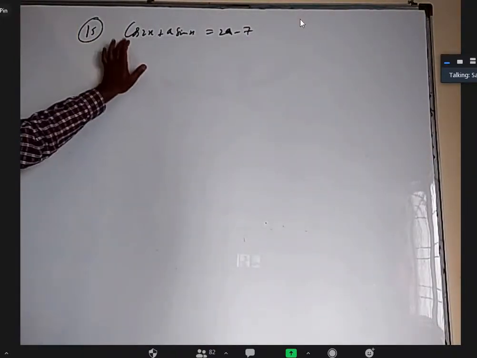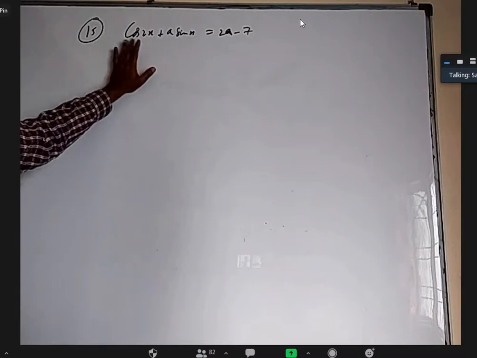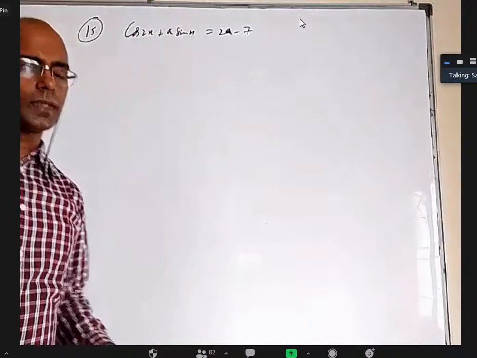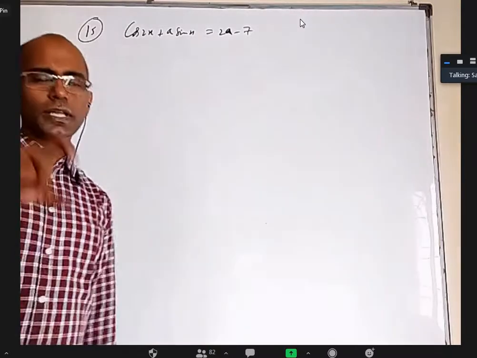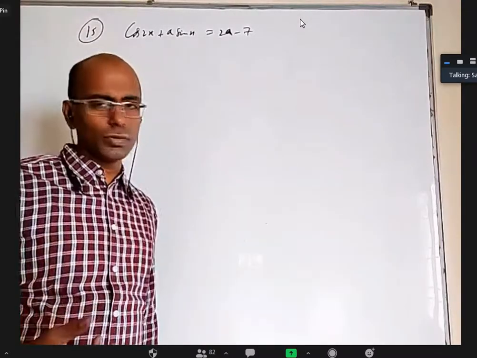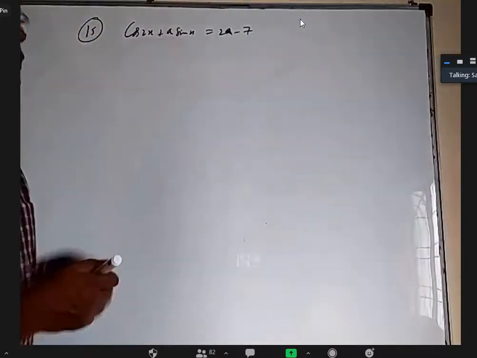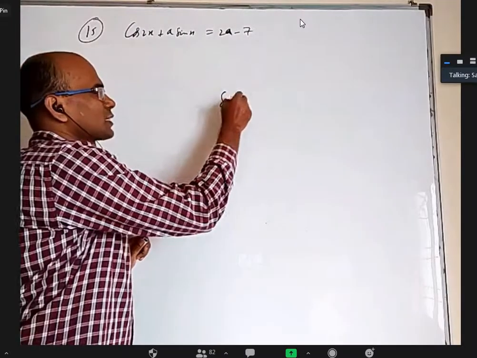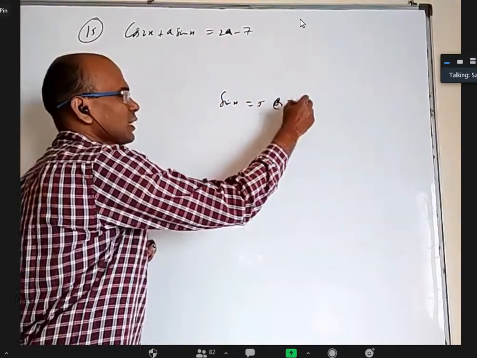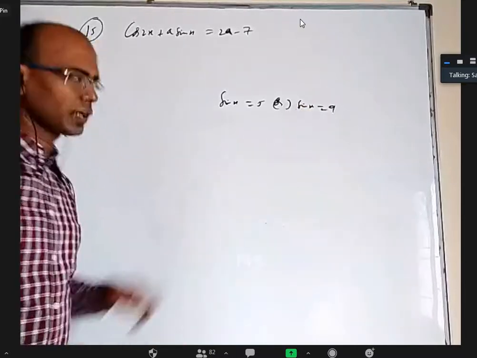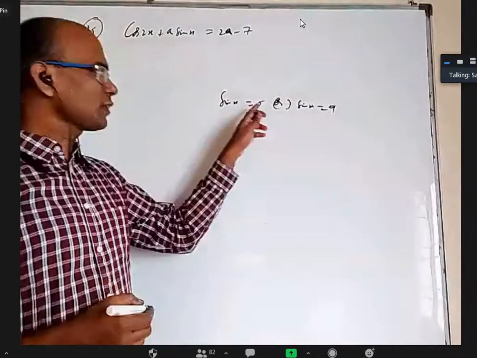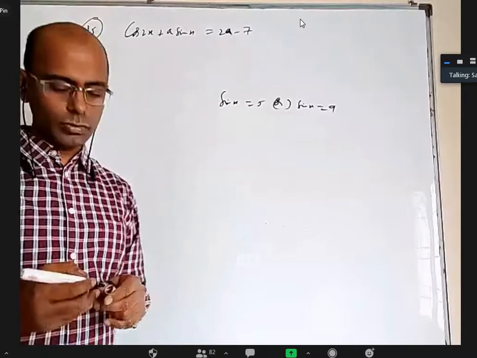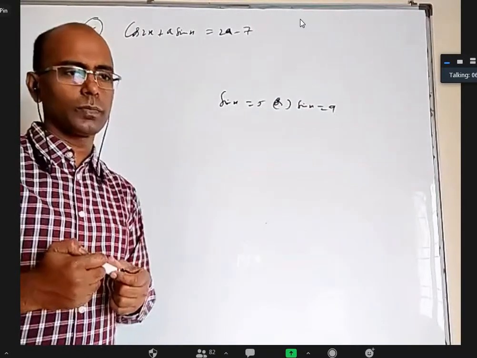I can take it as 1 minus 2 sine square x, and then it's a quadratic equation in terms of sine. But that is not sufficient. If a quadratic equation has roots, it doesn't mean I will have solutions. Why? This is a quadratic equation in terms of sine. Let us say I got sine x equal to 5 or sine x equal to 9 when I solved the quadratic equation. The quadratic equation has solutions 5 and 9, but does x have any solutions? No, sir.